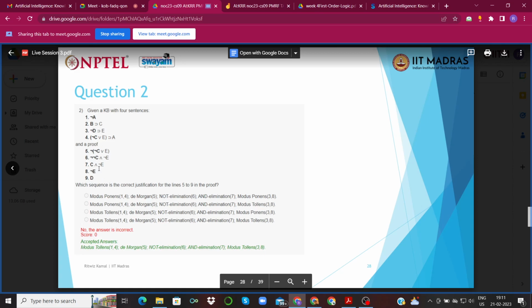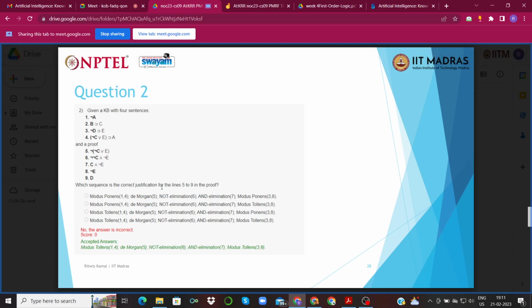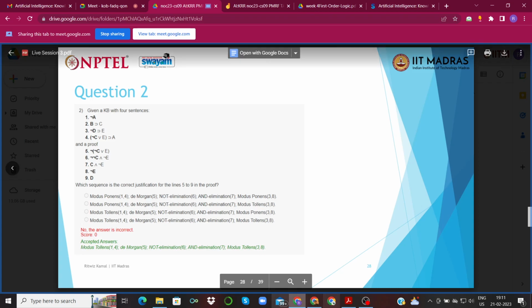found a way to see what are all the rules of inference that they have used in this proof, and that checks out with the last option. So first they use a modus tollens with sentences 1 and 4, then they do a De Morgan's on the fifth sentence, then they do a not elimination on the sixth one, then they do an and elimination on the seventh one, and they do a modus tollens on 3 and 8 at the end to get D. Okay, that's why the fourth option is correct.